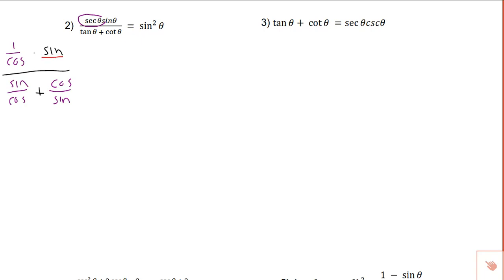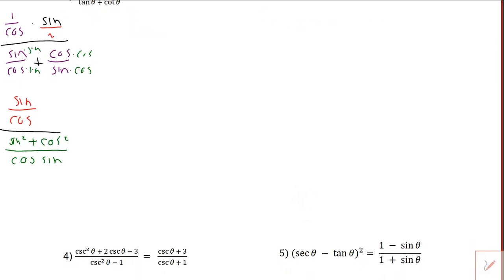1 over cosine times sine over essentially 1 ends up becoming sine over cosine in the numerator. And then in the denominator, I need to get common denominators. So I'm going to go ahead and multiply accordingly so that I end up with sine squared plus cosine squared over their common denominator of cosine sine. I've done as much as I can using the identities, so I'm going to go back to algebra.